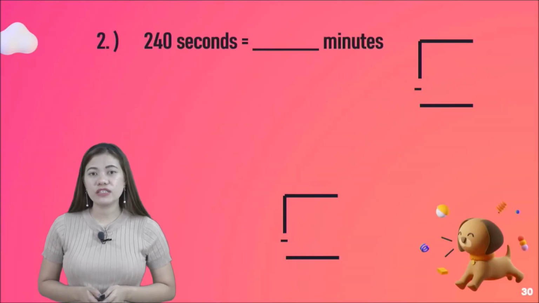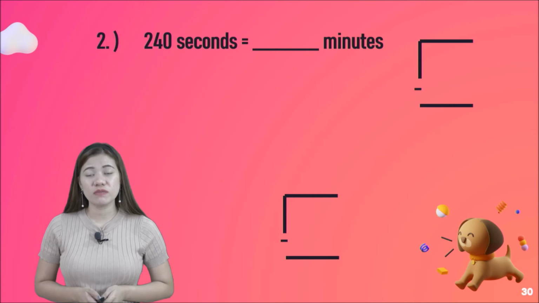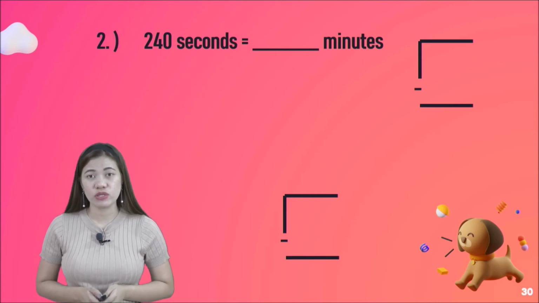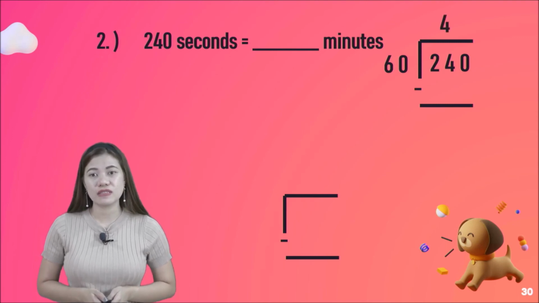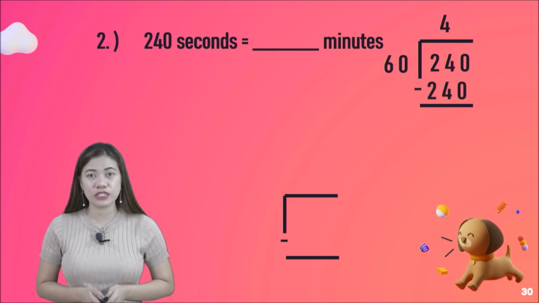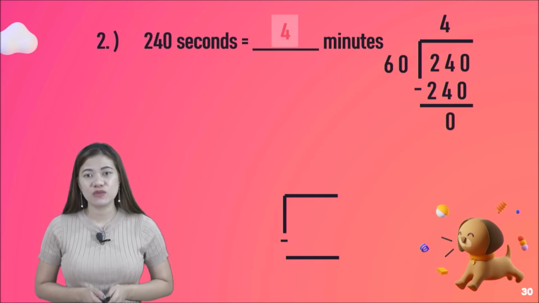Number 2, 240 seconds is equal to blank minutes. Isn't it, kids? In 1 minute, we have 60 seconds. So we will just divide 240 by 60. 240 divided by 60 is equal to 4. And 4 times 60 is equal to 240. 240 minus 240 is equal to 0. So our final answer, 240 seconds is equal to 4 minutes.